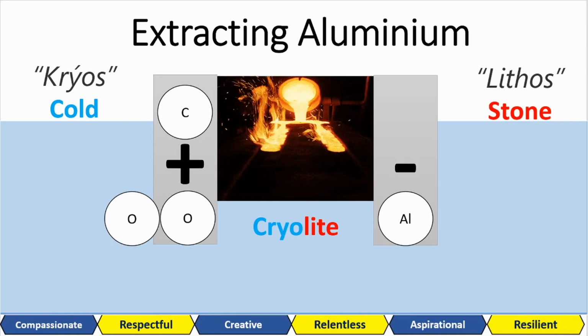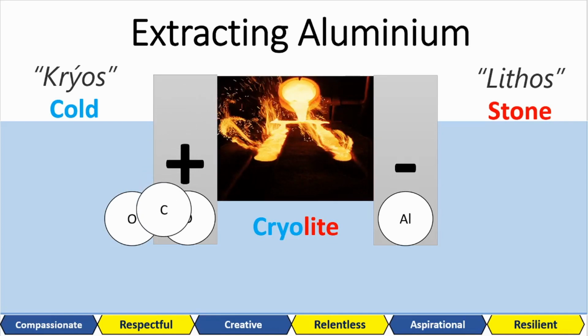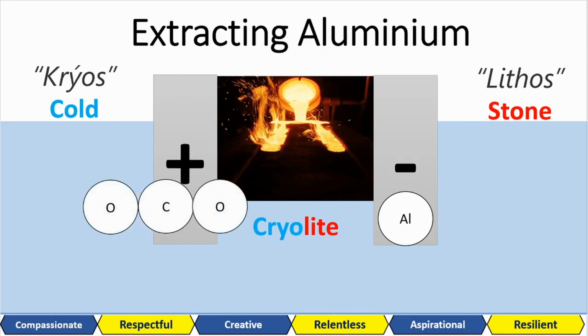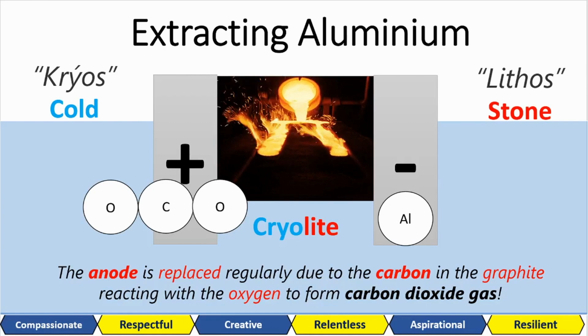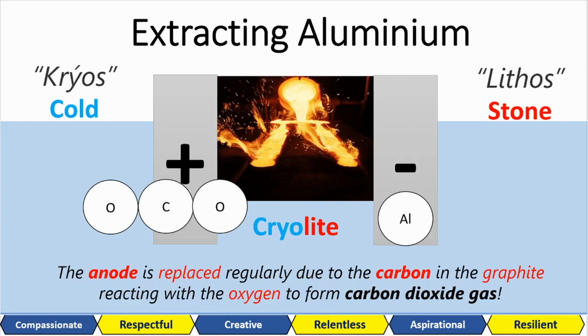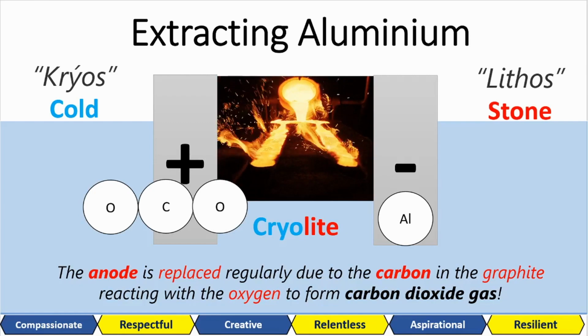What happens then is that the carbon from the electrode is going to react with the oxygen molecules, forming carbon dioxide. What that means is that the anode needs to be replaced regularly because the carbon in the graphite reacts with the oxygen being formed at the anode to form carbon dioxide gas. So you're breaking apart that graphite electrode.